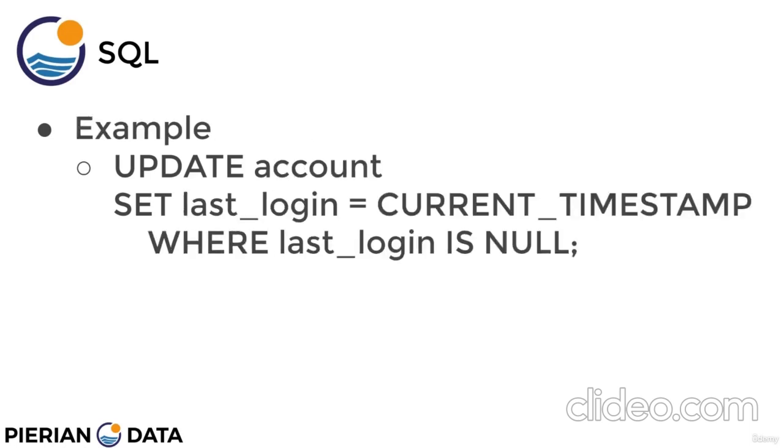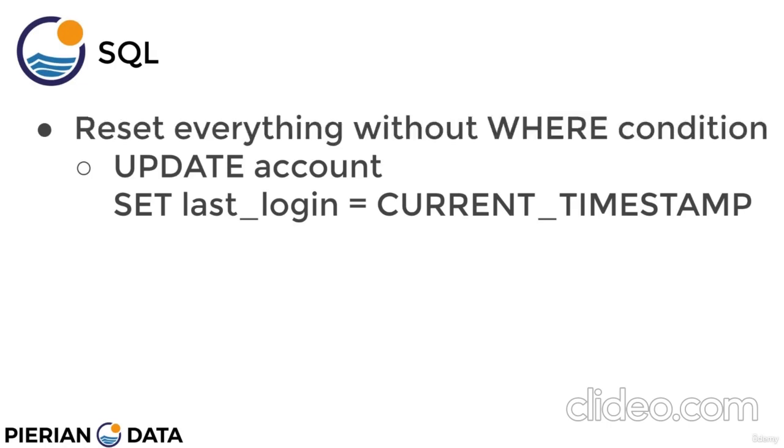We can use that account table we created earlier to say something like update the account table, and then set last login column equal to the current timestamp, where the last login is null, which basically says if there is a null value in the last login, go ahead and update all those values to be the current timestamp. You can also reset everything without any where condition. So if I wanted to just overwrite and update all the last login entries, I could just say update account, set last login equal to current timestamp.